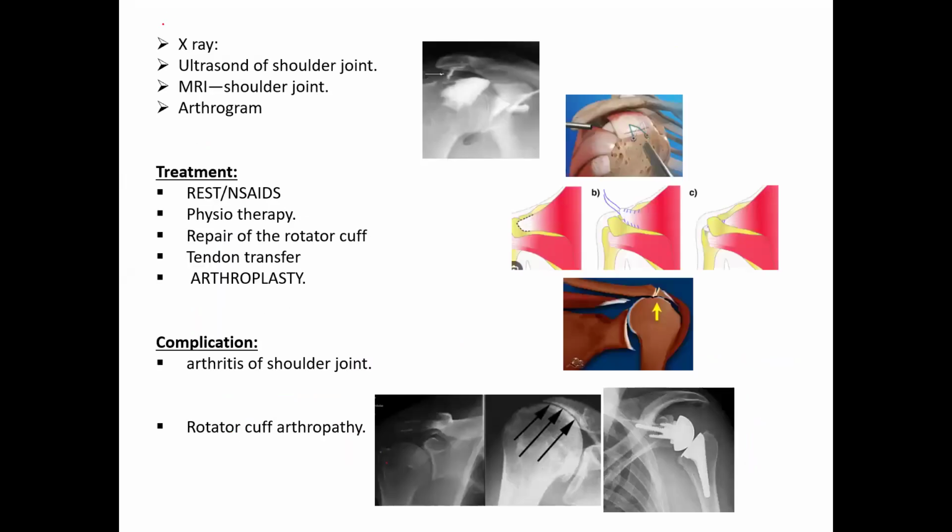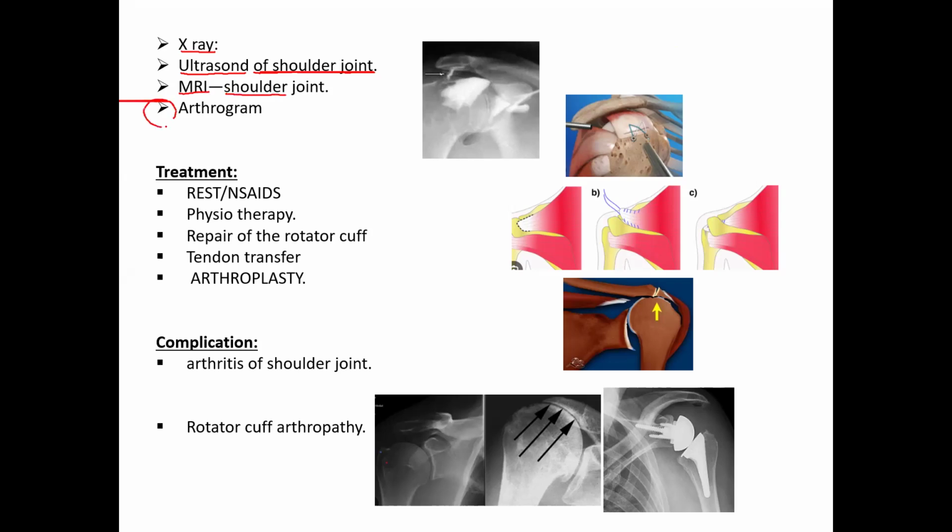So how will you diagnose it? We can take an X-ray to rule out any arthritic changes or any bony injuries after the acute trauma. Ultrasound is very helpful because we can see the rotator cuff in ultrasound very nicely. And if you are still suspecting some other pathology along with the rotator cuff, we can do an MRI of the shoulder joint.